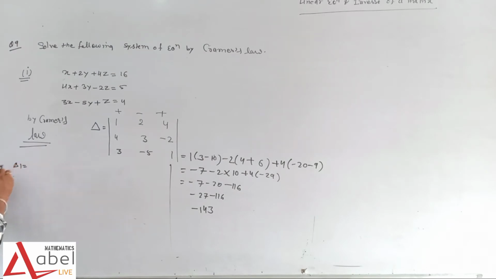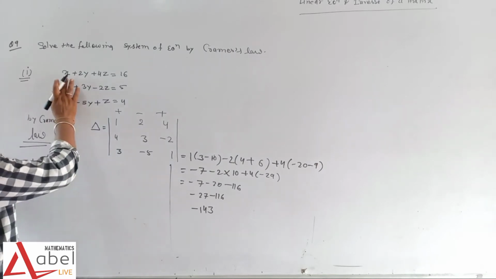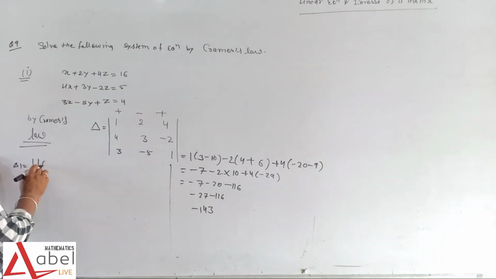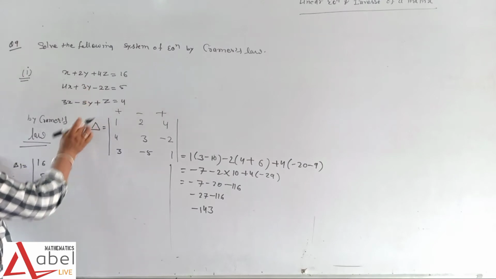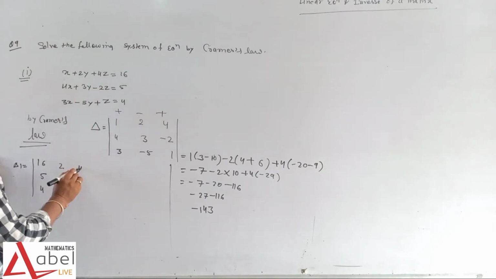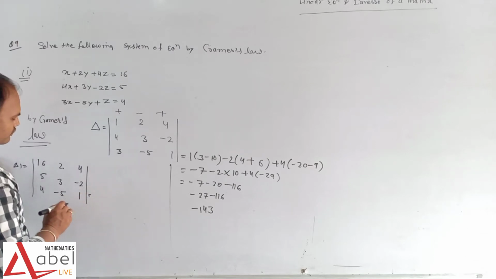So what is the delta 1? When we have to find the value of delta 1, we can say delta 1 is equal to, just look here, delta 1 equals 1654, put 8 here, it is a 2, 3 and minus 5. 1654 is here, 2, 3 minus 5 is here, and it is 4, minus 2 and 1. So now we are going to solve this.